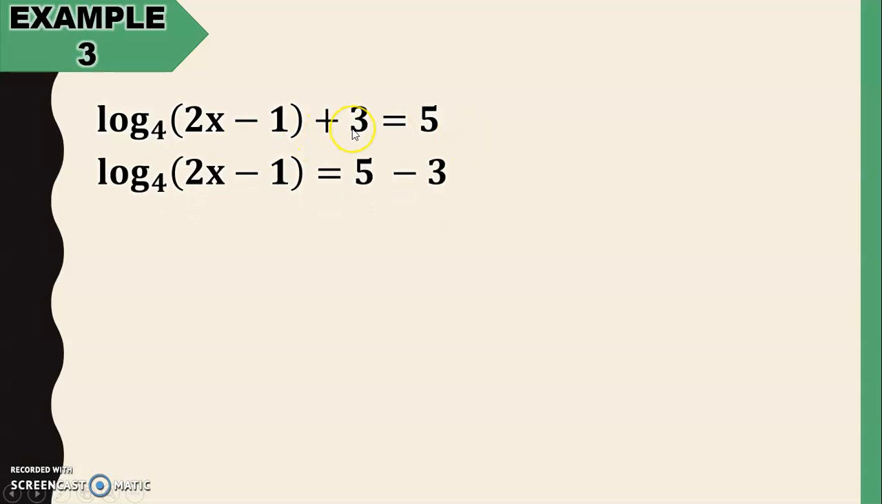Let's have another example. Log of 2x minus 1 to the base 4 plus 3 equals 5. So first, let's transpose 3 to the other side. It becomes log of 2x minus 1 to the base 4 equals 5 minus 3, which is 2.